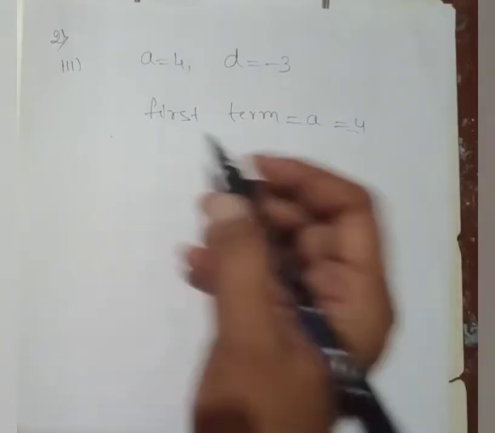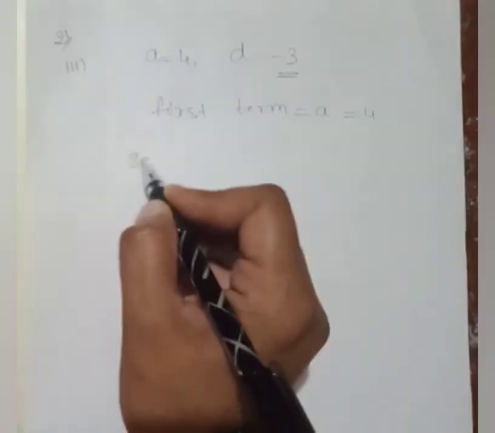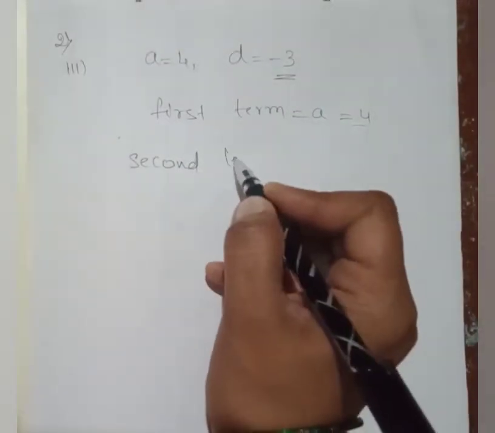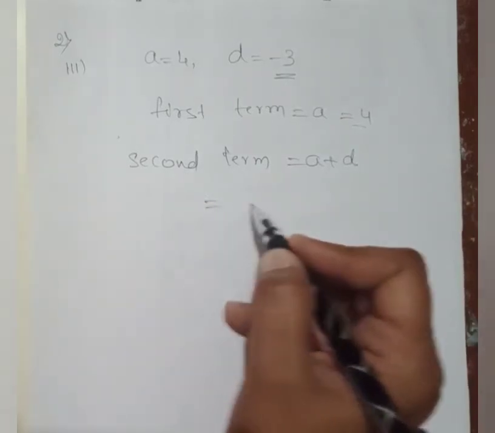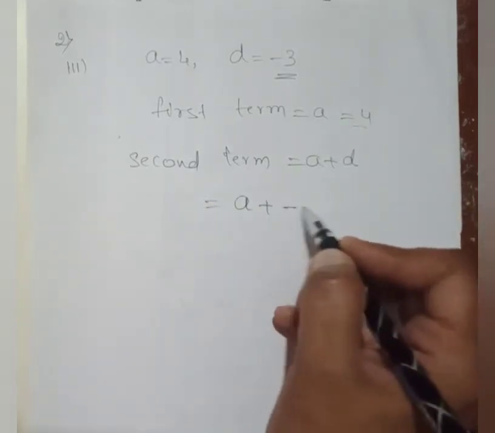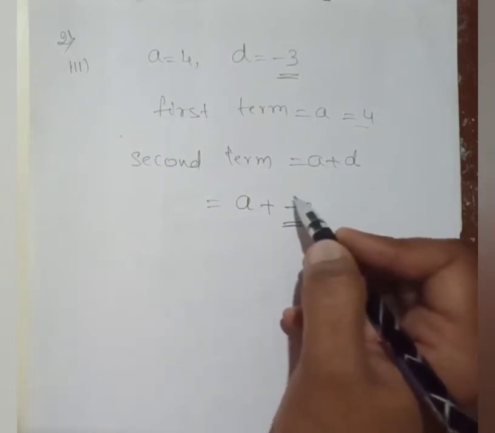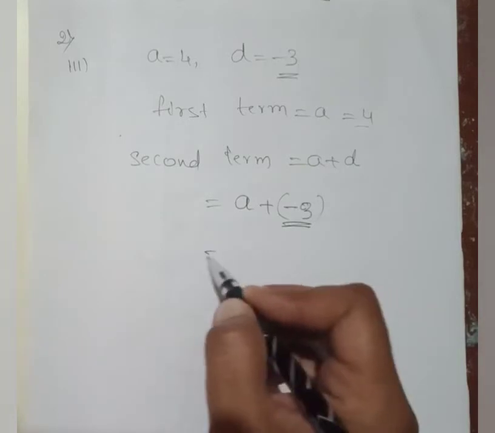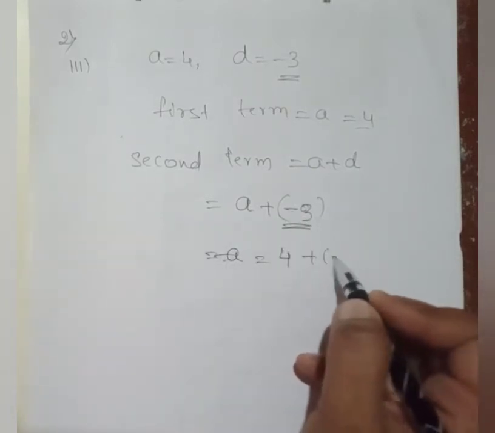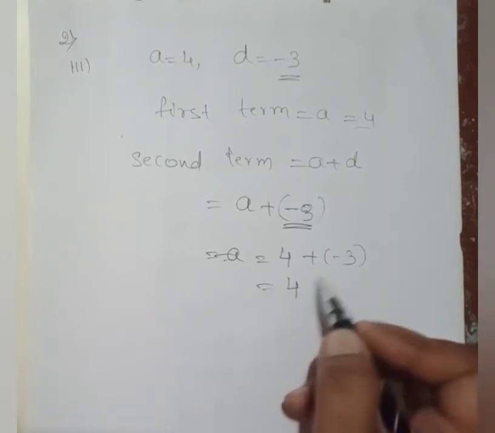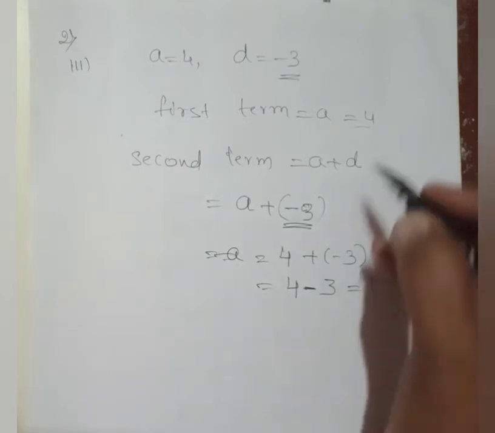Okay, the second term. When we have a minus sign here, we have to be a little careful. Now look at this one. Second term is equal to A plus D, which is equal to A plus, see, don't write D as minus 3 this way, plus minus 3. This is a very bad habit. So you are going to put the bracket here. So you have to put the value, that is 4 plus of minus 3, which is equal to 4 minus 3, its value is 1. Okay, this is our second term.